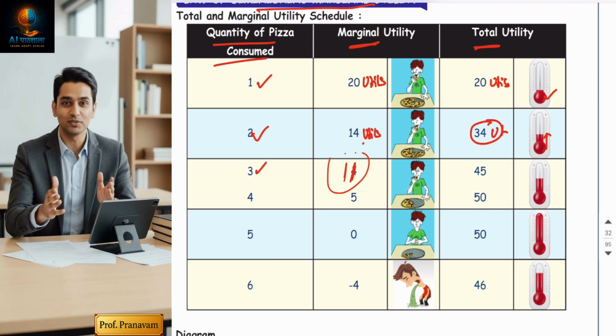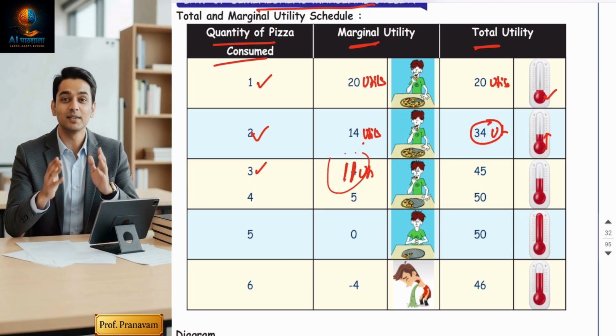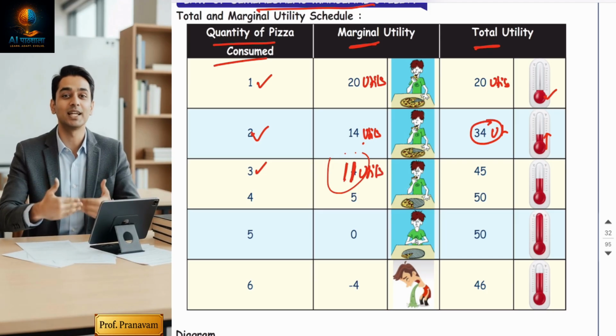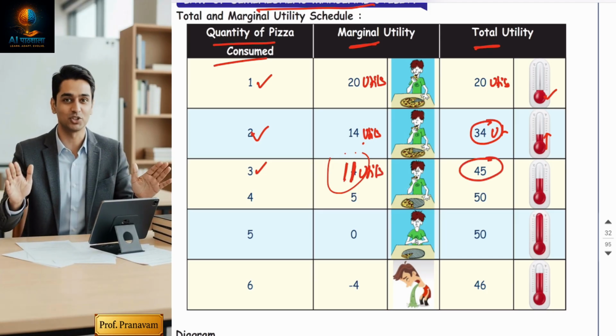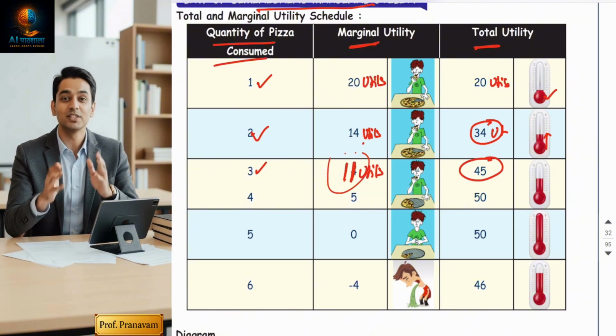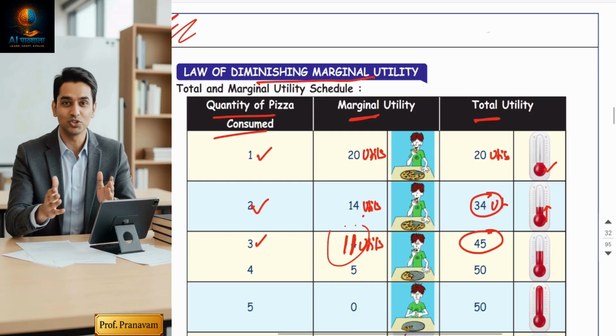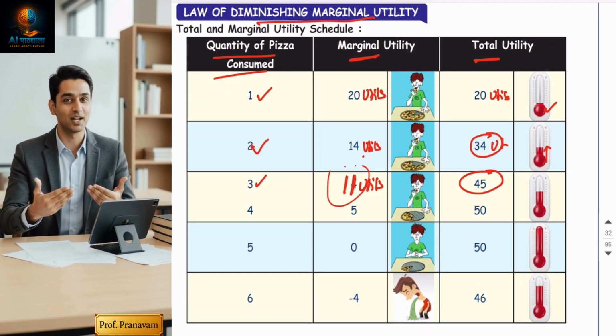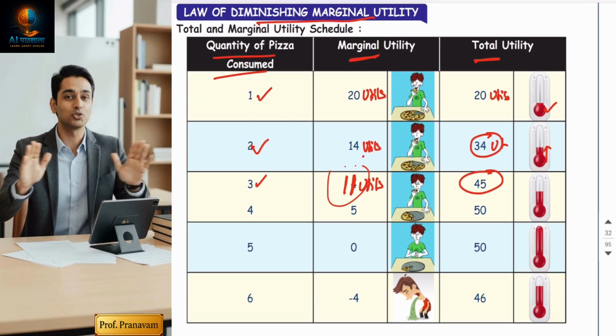When I consume the third, I got 11 utils of satisfaction. Total becomes 45. See what you're measuring: the more and more slices of pizza this boy is consuming, your MU is diminishing. That's why the name is law of diminishing marginal utility, and TU is increasing because total utility is the sum of MU.